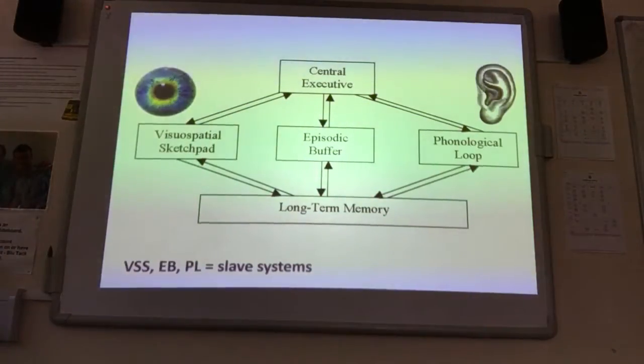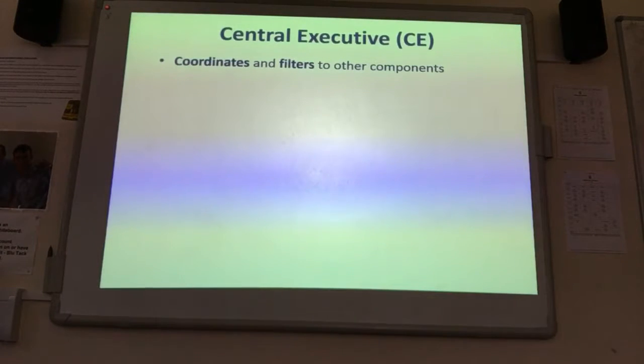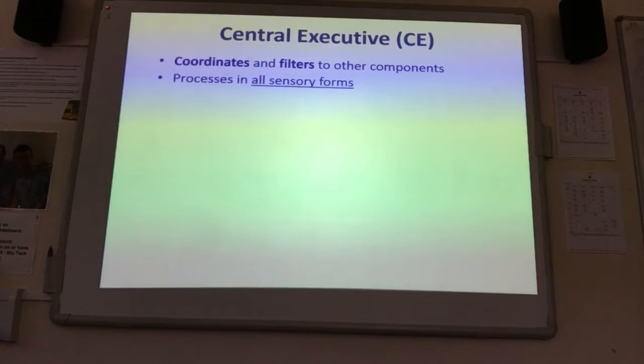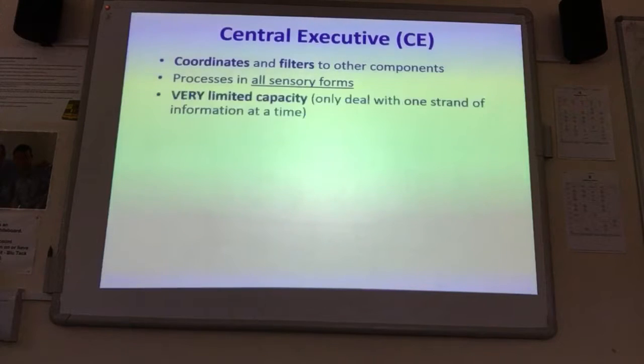So let's quickly consider each of those in turn with some supportive evidence and an AO3 critique or evaluation for each. Okay, so starting with the central executive, you need to be able to use these terms. Stick closely to its purpose: to coordinate and filter information to the other components. It is that controller of information. It has to be able to process in all sensory forms because, of course, it's receiving all types of sensory information, touch, taste, sound, mental images, and it has an incredibly limited capacity.